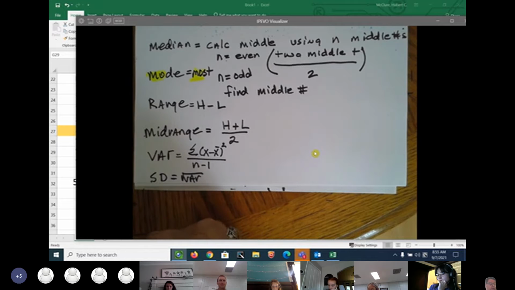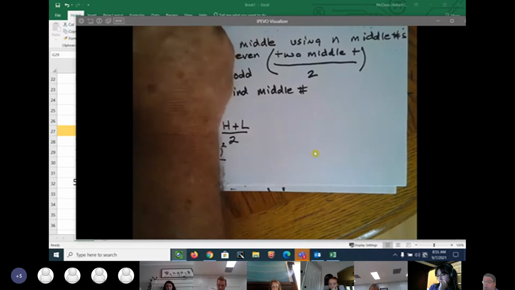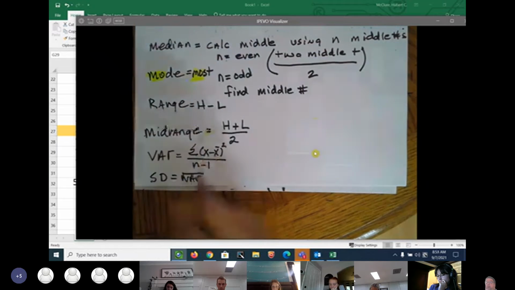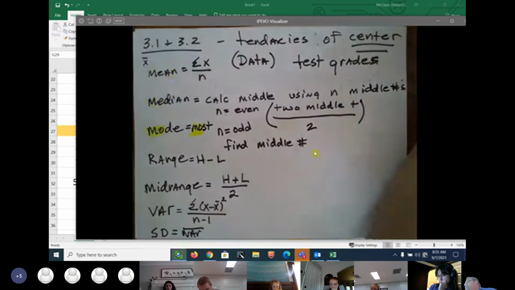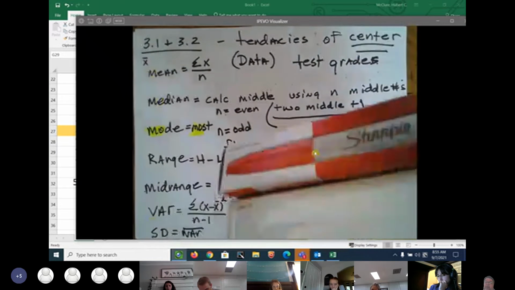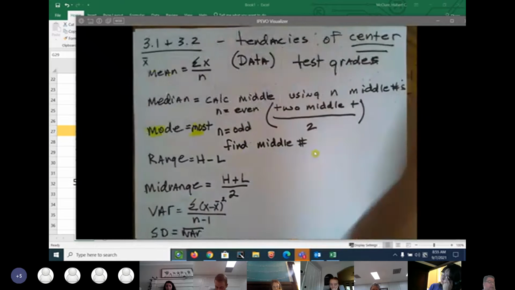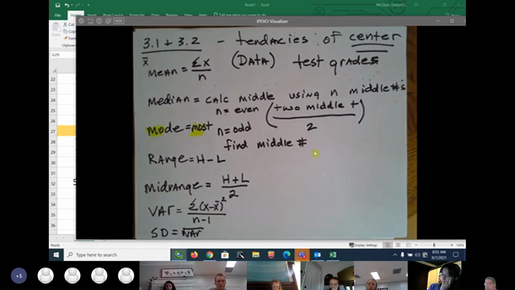X bar can be written as, or the mean can be written as X bar. It can be written as, let me write this in red. I bought new pens. I got black pens and I got red pens. I keep Amazon in business.